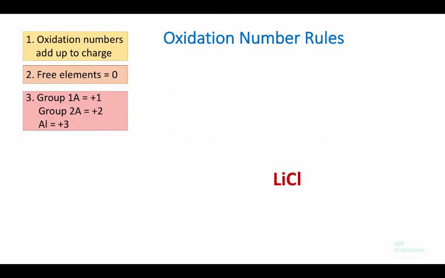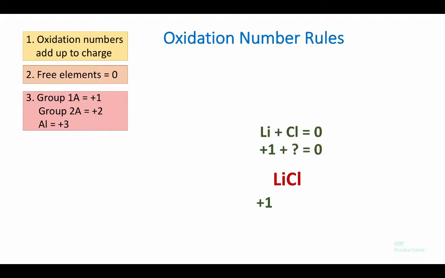So here's an example of how we can use that to determine oxidation numbers. Here's an ionic compound, lithium chloride. Lithium, we know, has a +1 charge because of rule 3. What does that tell us about chlorine? Well, we know from rule 1 that the oxidation numbers on this molecule have to add up to 0.